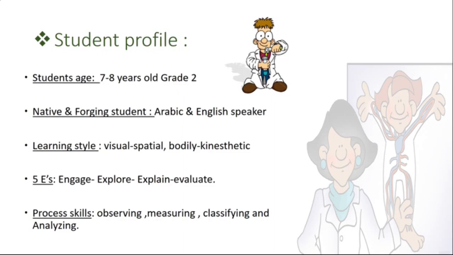Student profile: student age 7 to 8 years old, grade 2, native and foreign students, Arabic and English speakers, learning style visual-spatial and bodily-kinesthetic. The 5 E's: engage, explore, explain, evaluate. Process skills: observing, measuring, classifying, and analyzing.